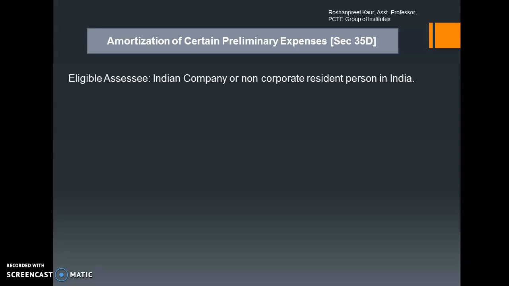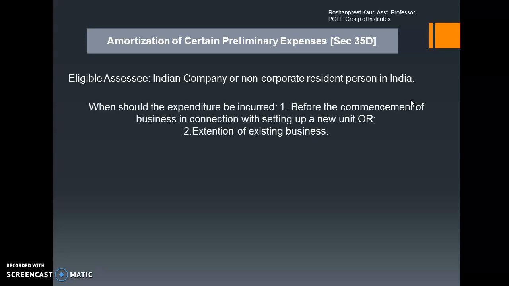Now, the condition is the eligible assessee. Who is the eligible assessee who can claim the deduction under section 35D? It is an Indian company or a non-corporate resident. Non-corporate resident means, when we talk of person, we have different definitions for person. One of the persons is company. Another is those which are other than the company and which are resident in India. Those persons will be allowed deduction under section 35D for amortization of certain preliminary expenses. Okay.